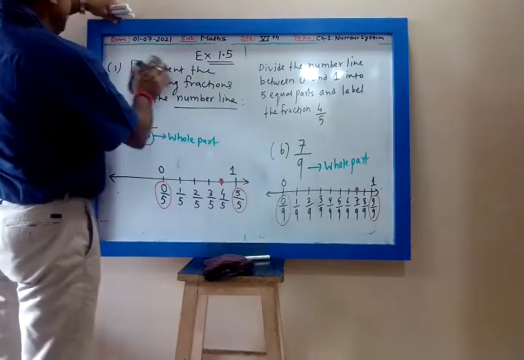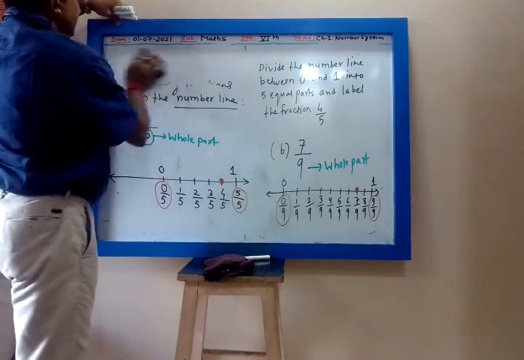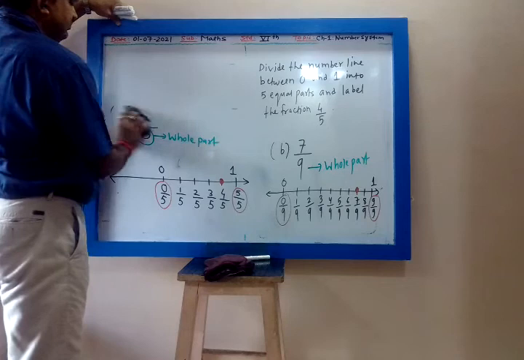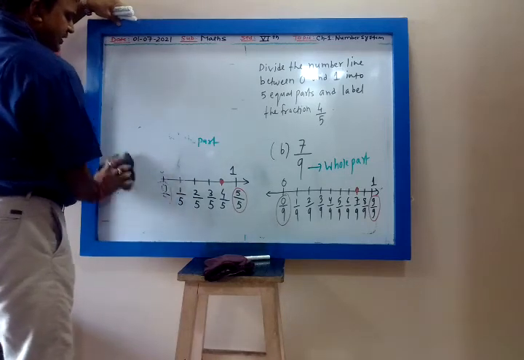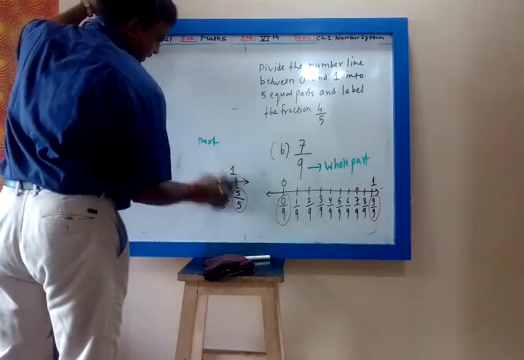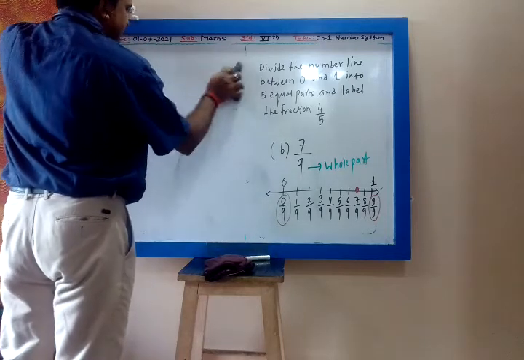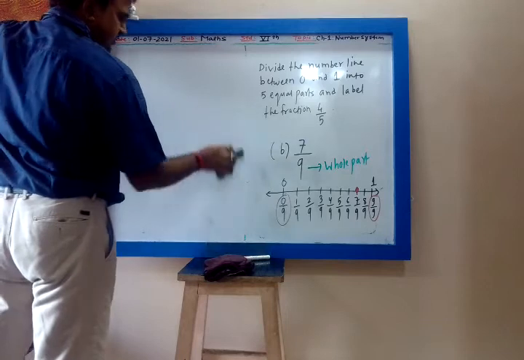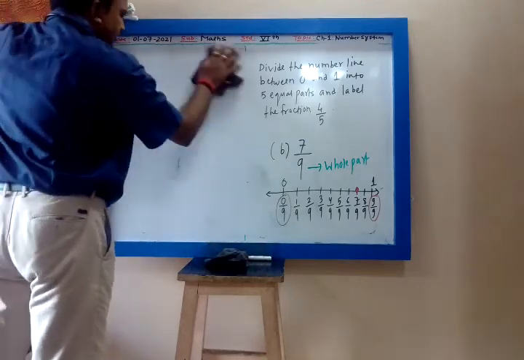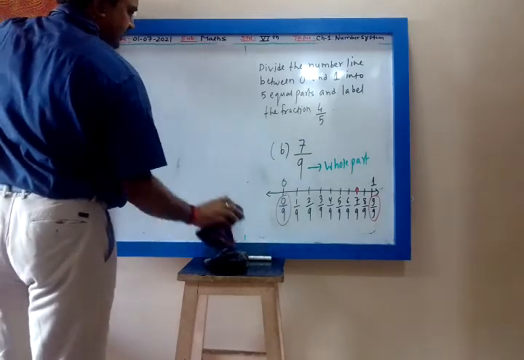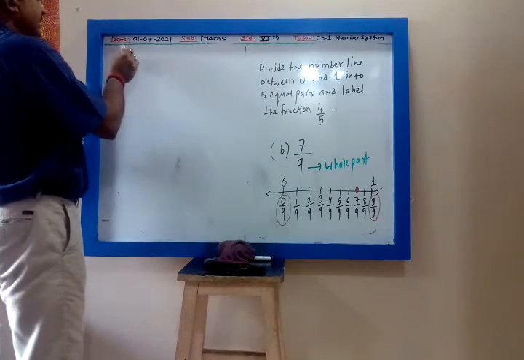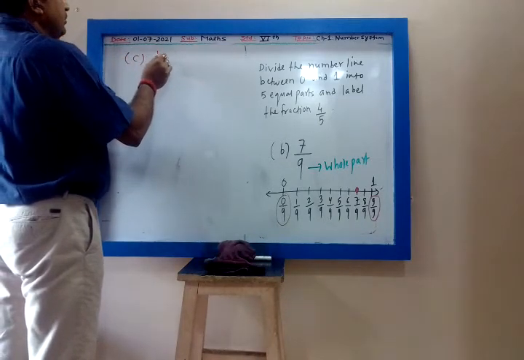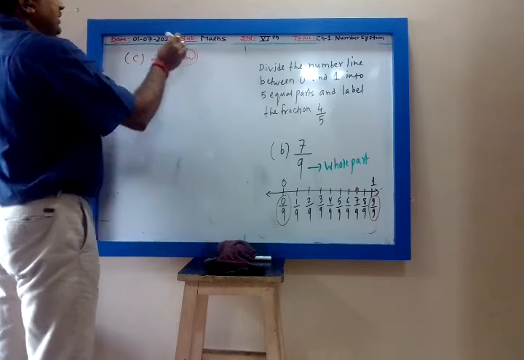Then C is 1 by 8. I am giving it as homework. How many parts will we divide into? 8 equal parts, on the number line between 0 and 1, because all are positive. Let me write C, 1 by 8. 1 by 8 is homework.